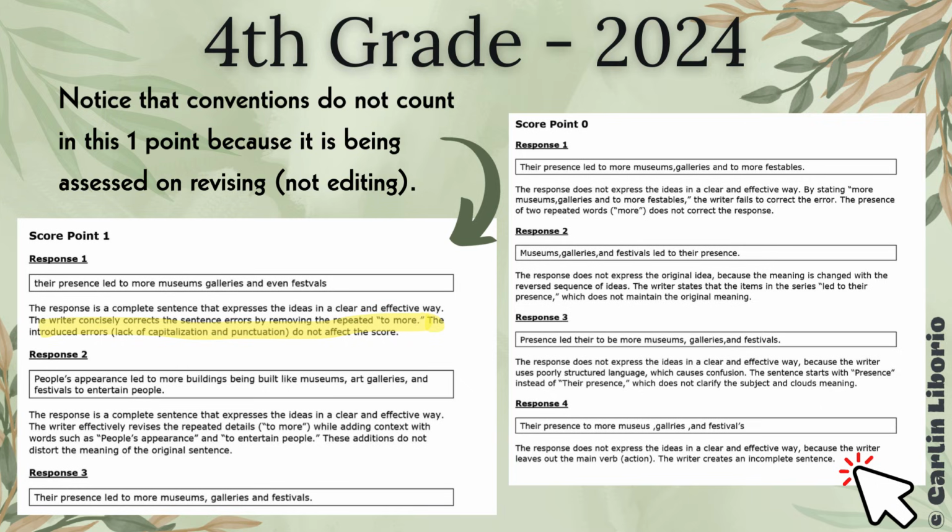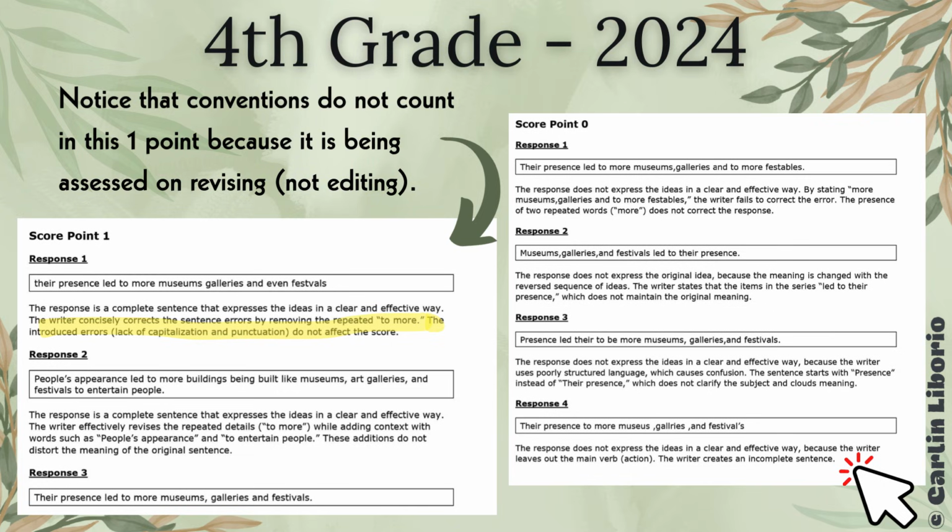So here's an example that got the point. All three of these got the point. Their presence led to more museums, galleries, and even festivals. Notice they took out the repeated phrase, which was to more. However, it says the errors, lack of capitalization and punctuation, do not affect the score. So as long as they get rid of the repetition, it does not affect the score on this point.